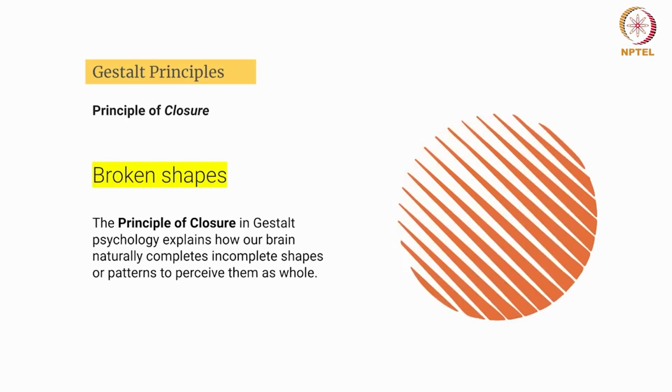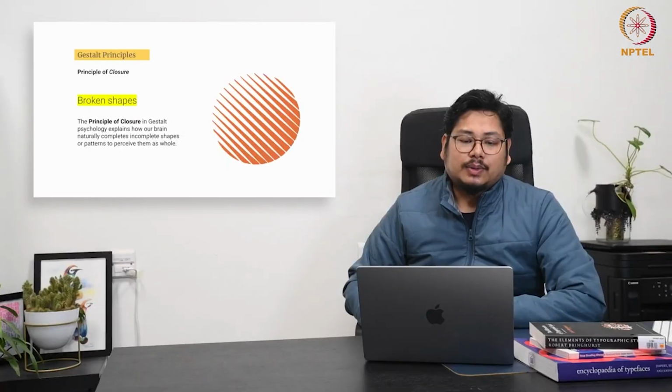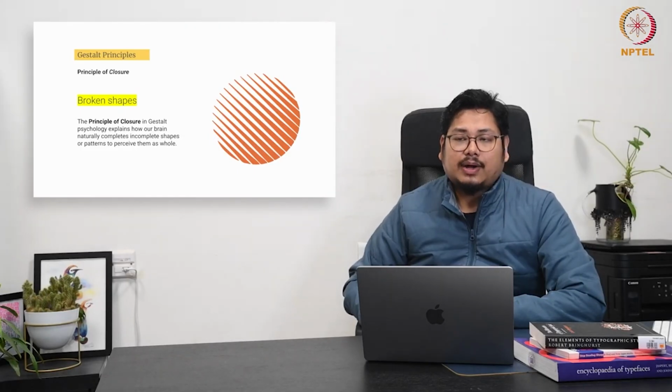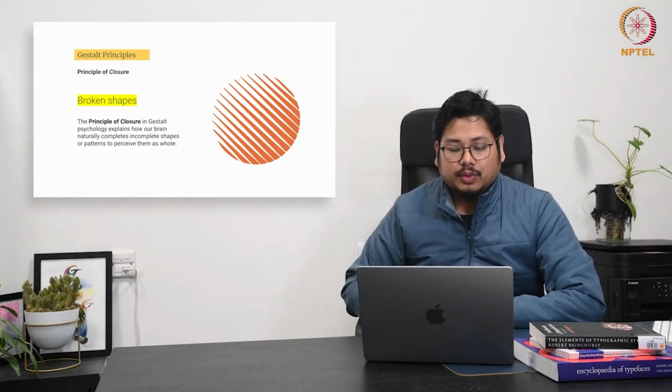But to be frank, these are just thick and thin lines which are arranged in a structured way which gives us a sense of a sphere, that too in 3D. So the principle of closure again is about that, how we try to create meaning out of broken shapes. So this is one example of broken shapes.